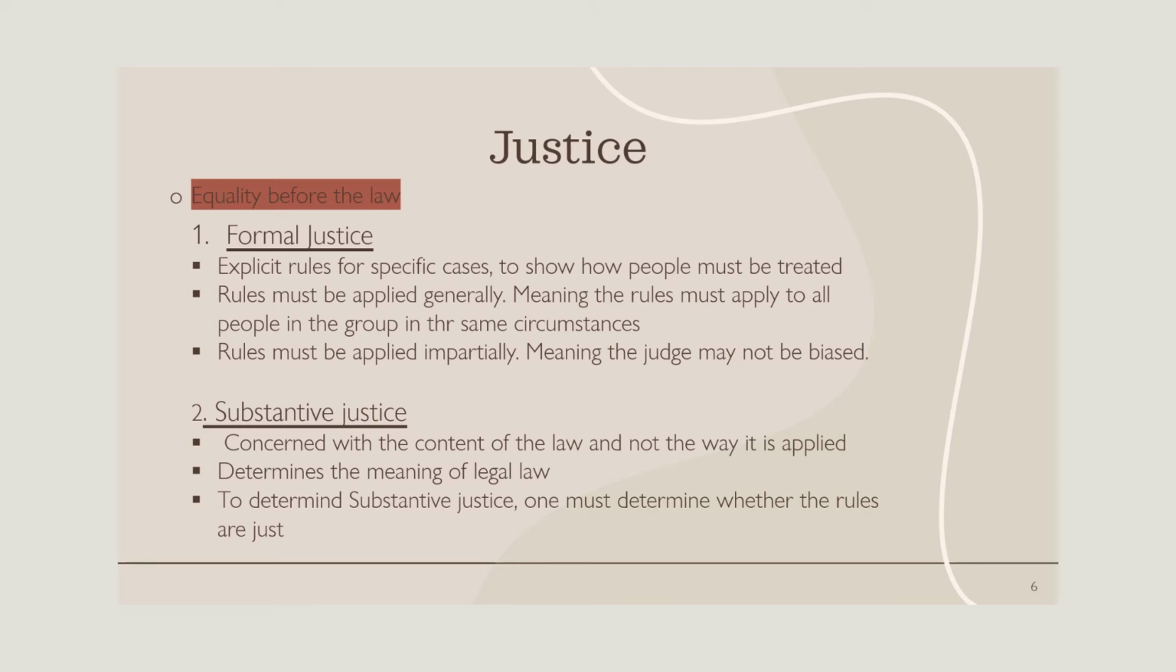Substantive justice is concerned with the content of the law and not the way it is applied. Just like substantive or material law determines the content and the meaning of different legal rules, substantive justice is concerned with the content of the law, not the way it is applied. Formal justice is the way that it is applied. It determines the meaning of legal rules, exactly the same as substantive law. And to determine substantive justice, one must determine whether the rules are just.